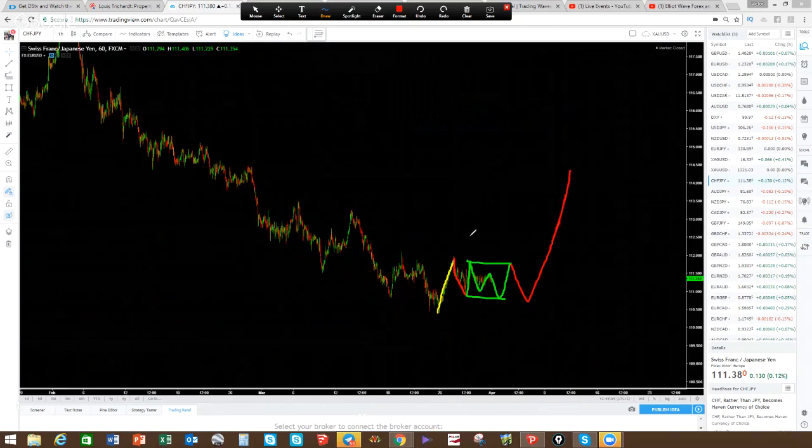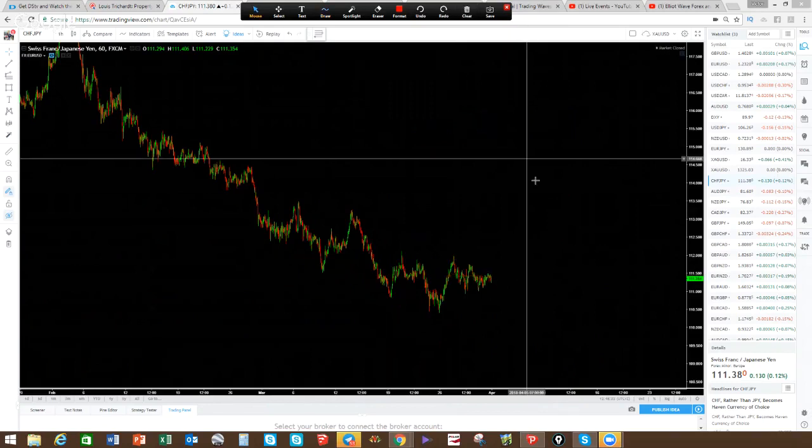So if this correction completes like that, then that is a trade to the upside. So we need to keep an eye on this one, like that. So that will give you an A, B, C in the lower degree. So wait for this correction to complete. You can see it's incomplete right now. We'll wait for it to give us an indication.